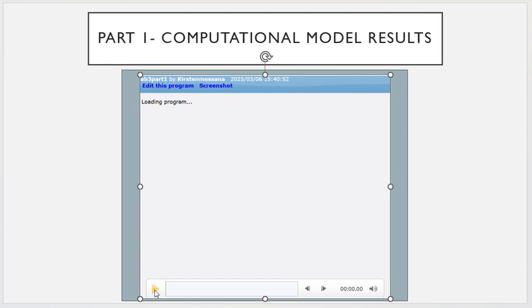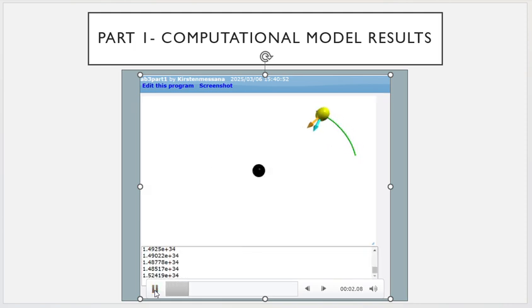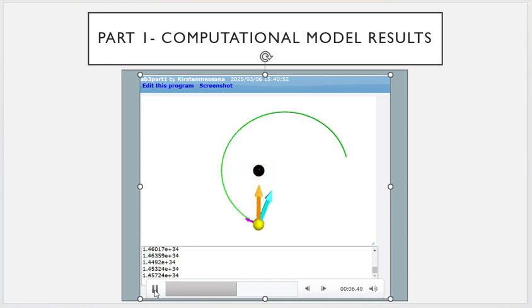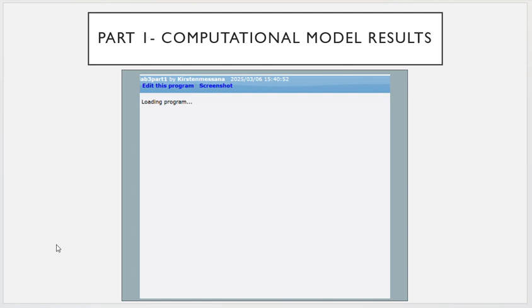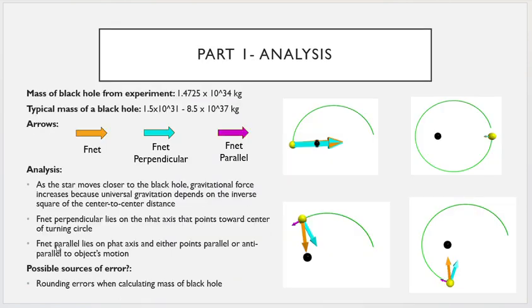Now, when we run this code, we can see the star orbit the black hole and end up with a mass of 1.472 times 10 to the 34th kilograms for the black hole. Now, compared to data from background research that I performed on the typical mass of a black hole, this experimental value falls in that range.